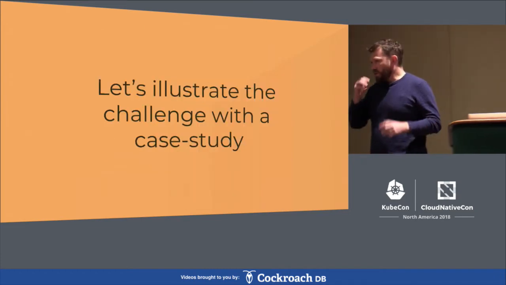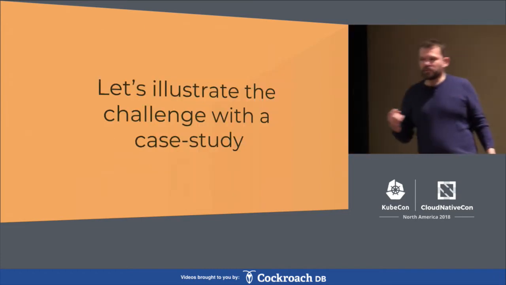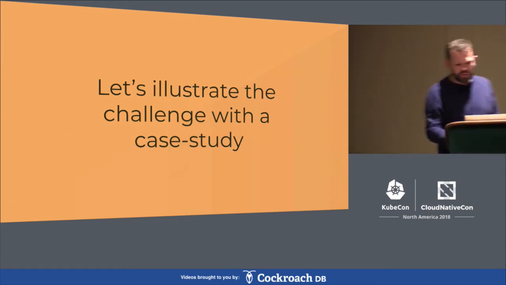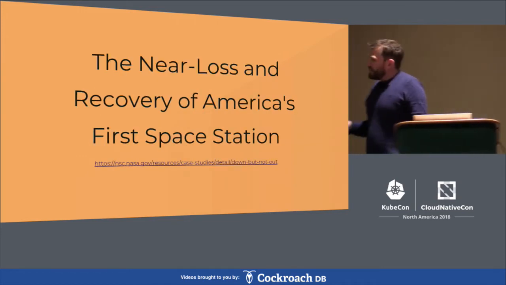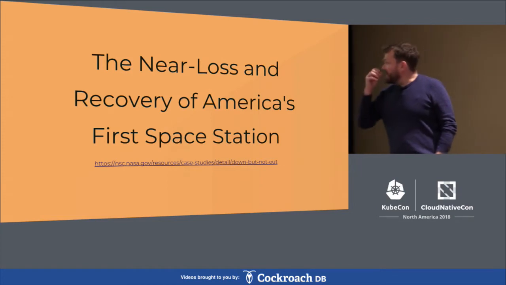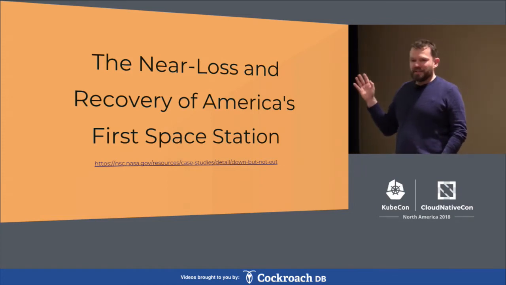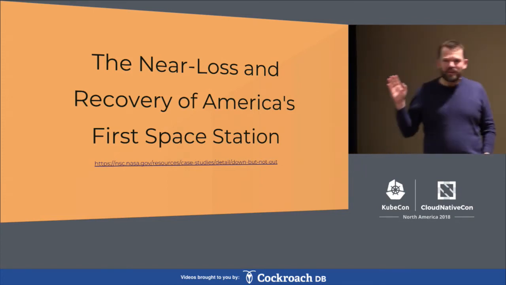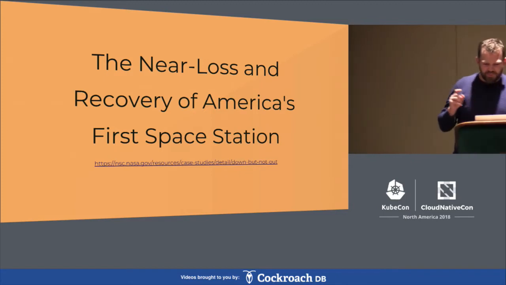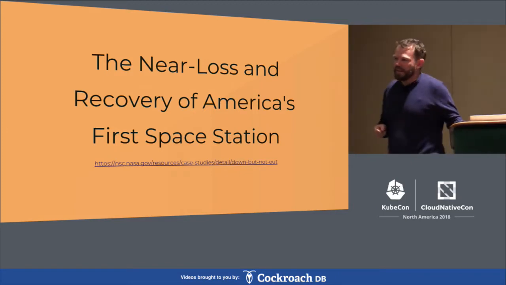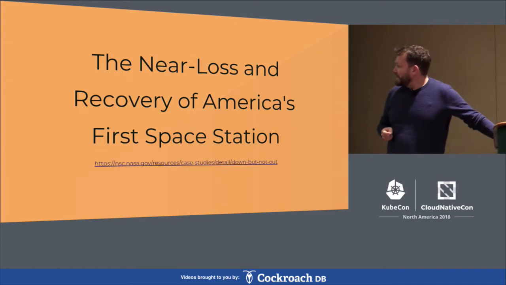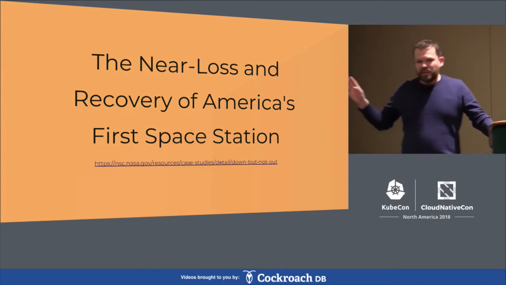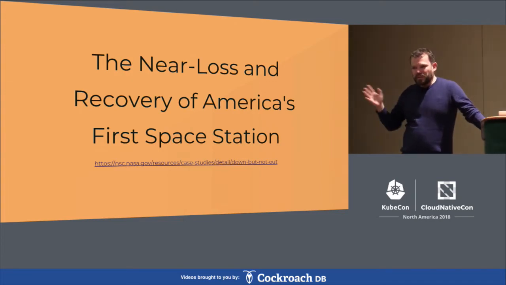Nonetheless, we need to set the scene, like I said. So we're going to illustrate what we're talking about with a case study. The case study we're going to take is the near loss and recovery of America's first space station. I didn't come up with the title, but I'm really proud of using space station in my talk. I've sort of made it. It's a case study made by NASA, because apparently they do those sort of things, space stations. And it's a fantastic resource.